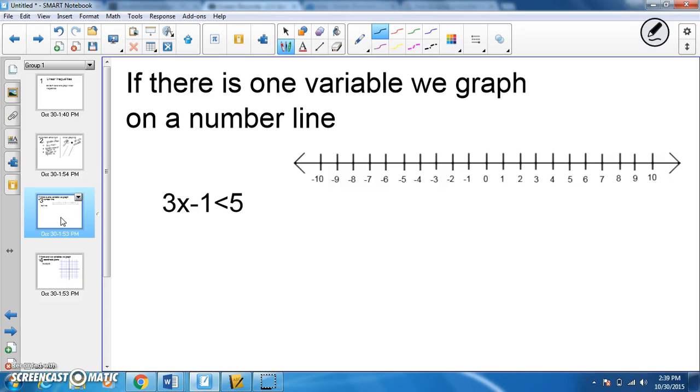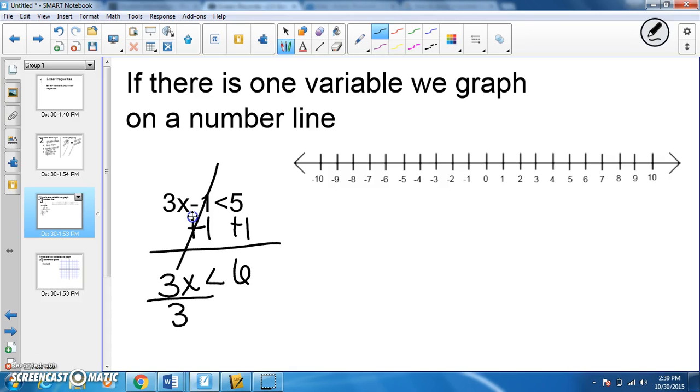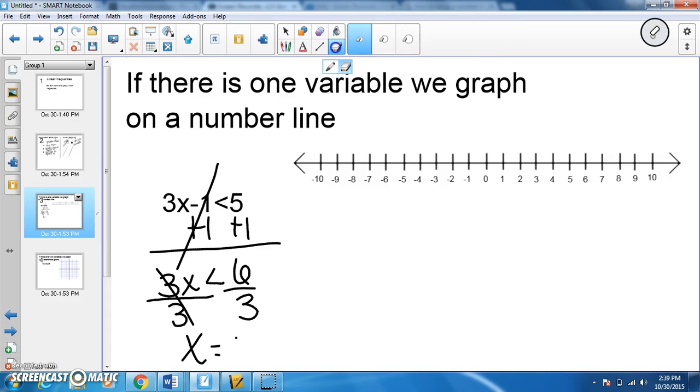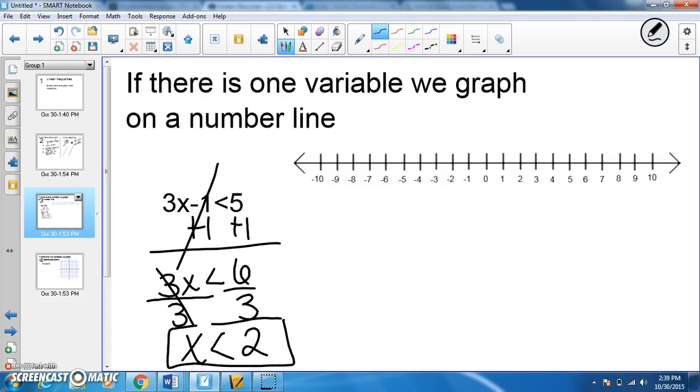I'm going to add 1 to both sides of my inequality and get 3x is less than 6. I then am going to divide by 3 on both sides and get x is less than 2. We bring down that inequality sign. X is less than 2 is our solution set.